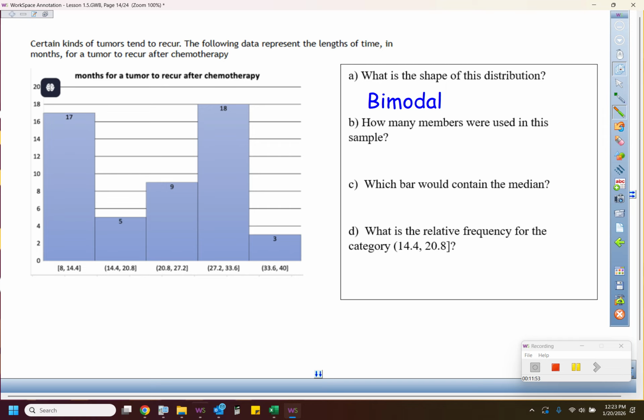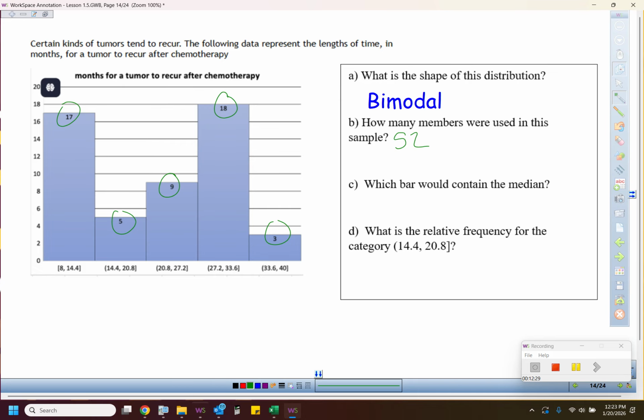It's just weird stuff. How many members were used in this sample? What would you have to do if they didn't tell you? Add up all your tops right here. 17 plus 5, 9, 18, and 3. Add all those up. And I don't know because I didn't write it down. What do you guys got?